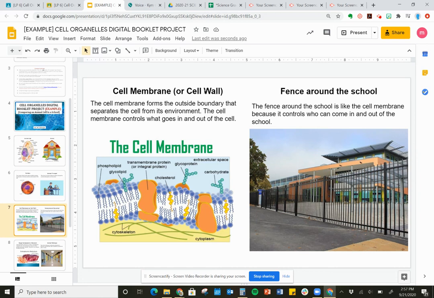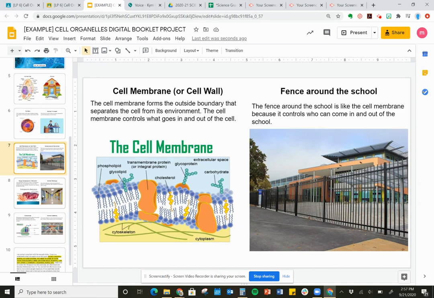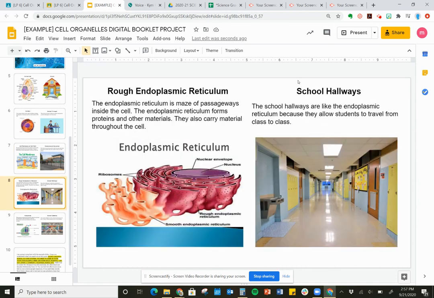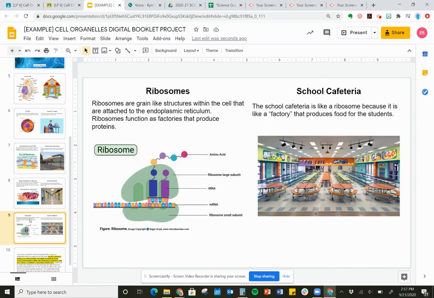And then I have the name of the organelle. And then on the right side, I have the name of what I'm comparing it to, a description, how this connects to this. And then I have a picture of that, okay? And then in my next slide here, rough endoplasmic reticulum, I connected to the school hallways. Ribosomes, I connected to the school cafeteria.